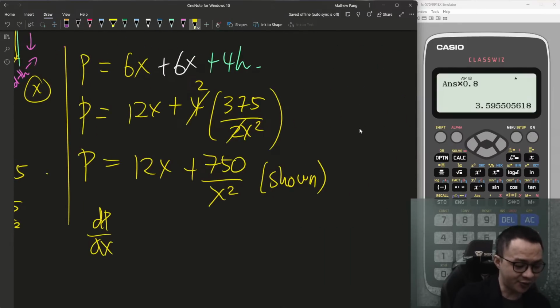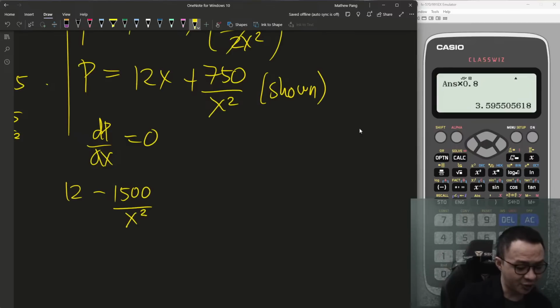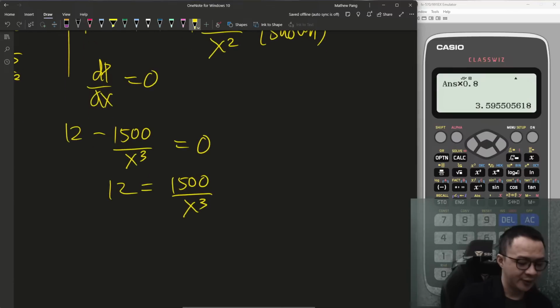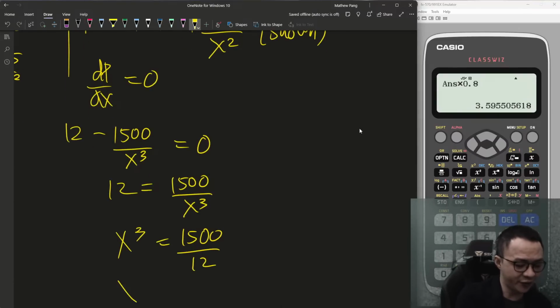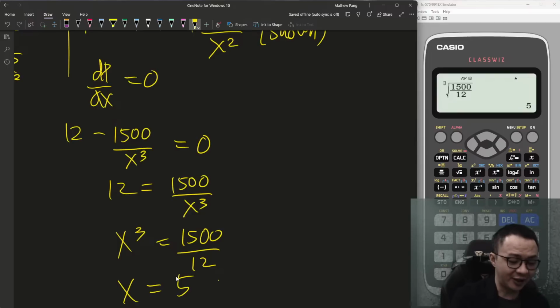dP/dx equals to 0. So if I differentiate this one, I should get 12 minus 1500 over x cubed equals to 0. Just differentiate it carefully. Then 12 equals to 1500 over x cubed. Then x cubed equals to 1500 divided by 12. Then x equals to cube root of it. So cube root of 1500 over 12. So it's 5. Okay, I got the x already.